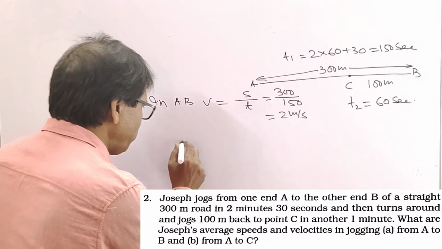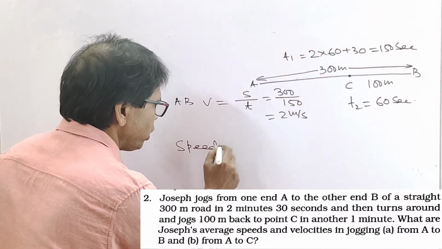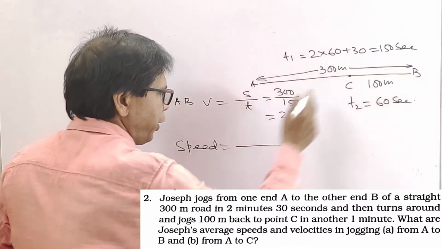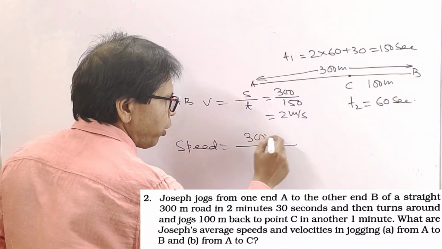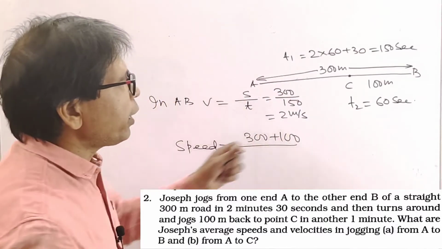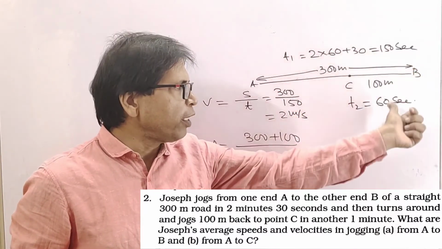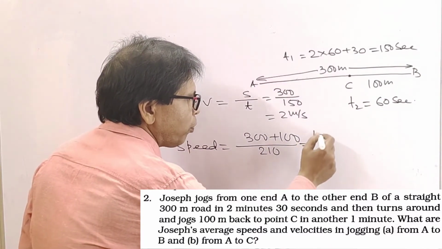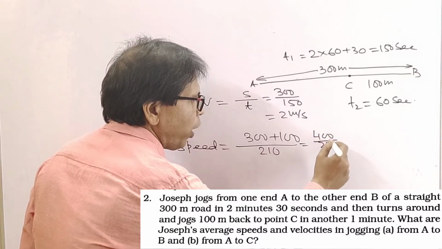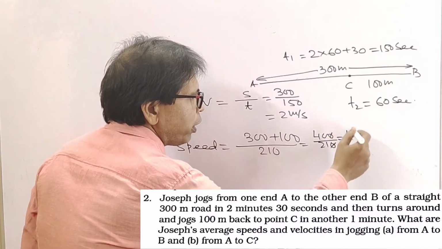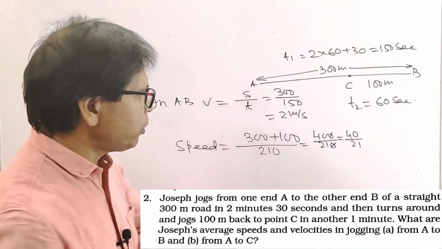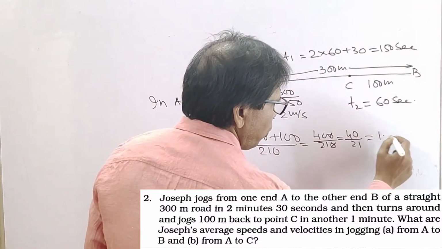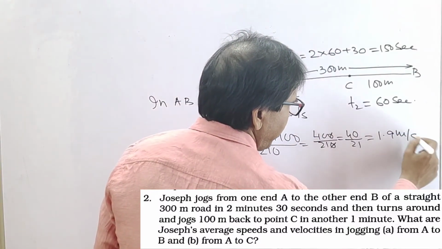Now between the path AC. Look at this. Here speed is total distance divided by total time. Total distance is 300 plus 100, so this is 400. Total time taken is 150 plus 60, so this is 210. So this is 400 divided by 210, which is 40 by 21, the speed of the particle between A and C. This is almost 1.9 meters per second.